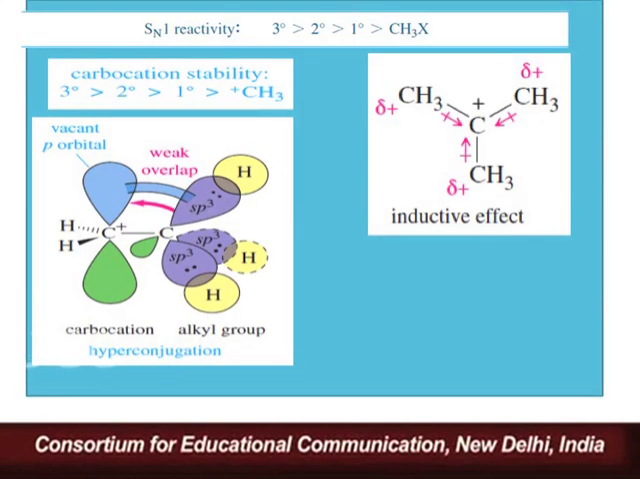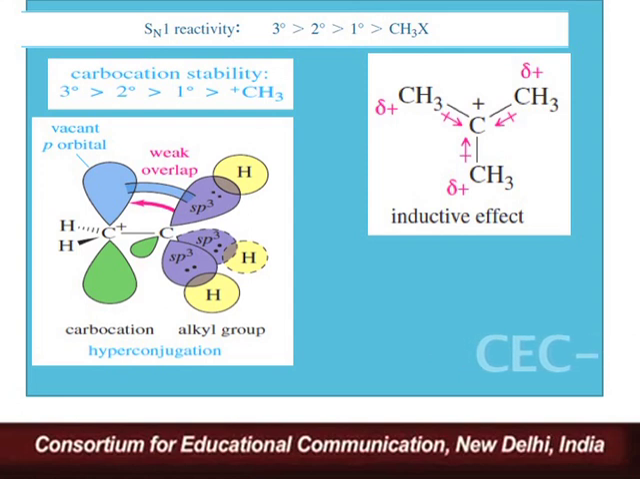As you can see on your slides, I have shown the structure of tertiary butyl carbocation, which is being stabilized due to inductive effect. The carbon having the positive charge is attached to three methyl groups. These three methyl groups exert a plus I effect, and due to the cumulative plus I effect of these three alkyl groups, the positive charge on carbon is neutralized to some extent.